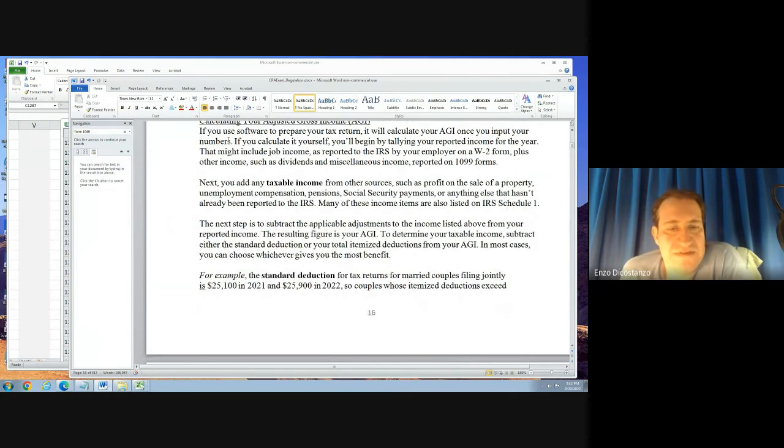The next step is to subtract the applicable adjustments to the income listed from above, your reported income. The resulting figure is your adjusted gross income. To determine your taxable income, subtract either the standard deduction or your total itemized deductions from your adjusted gross income. In most cases, you can choose whichever gives you the biggest benefit. Okay, and again, it's sort of try. I know we don't love to say that, but you kind of have to try it.